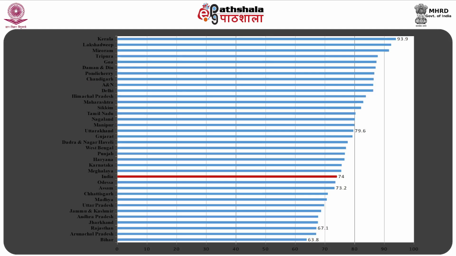This graph shows the comparison of the level of literacy in different states in India, having the 3/4 level in India, and the bottom level is Bihar and the top level is the Kerala state.